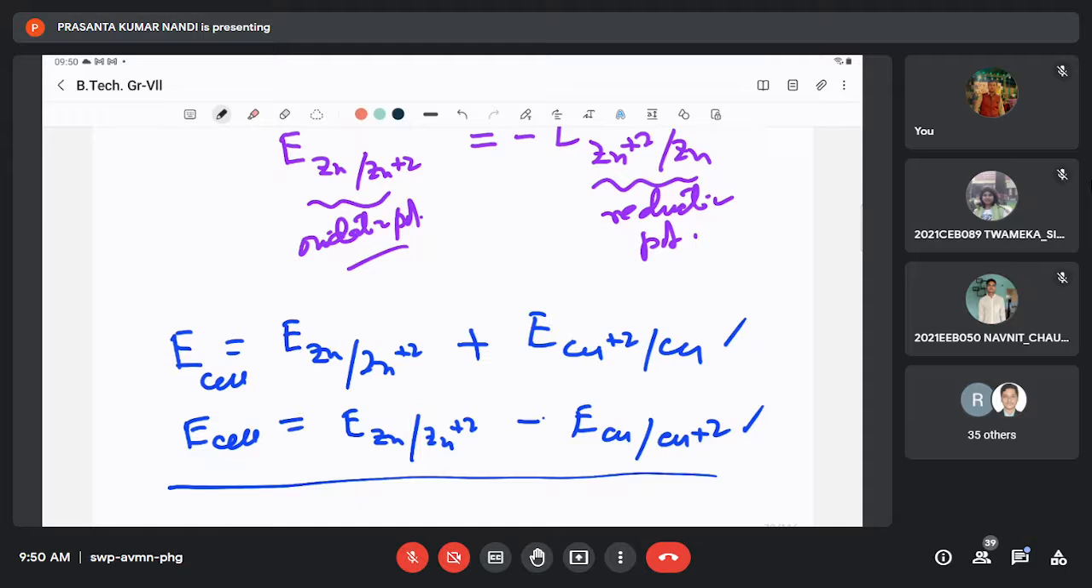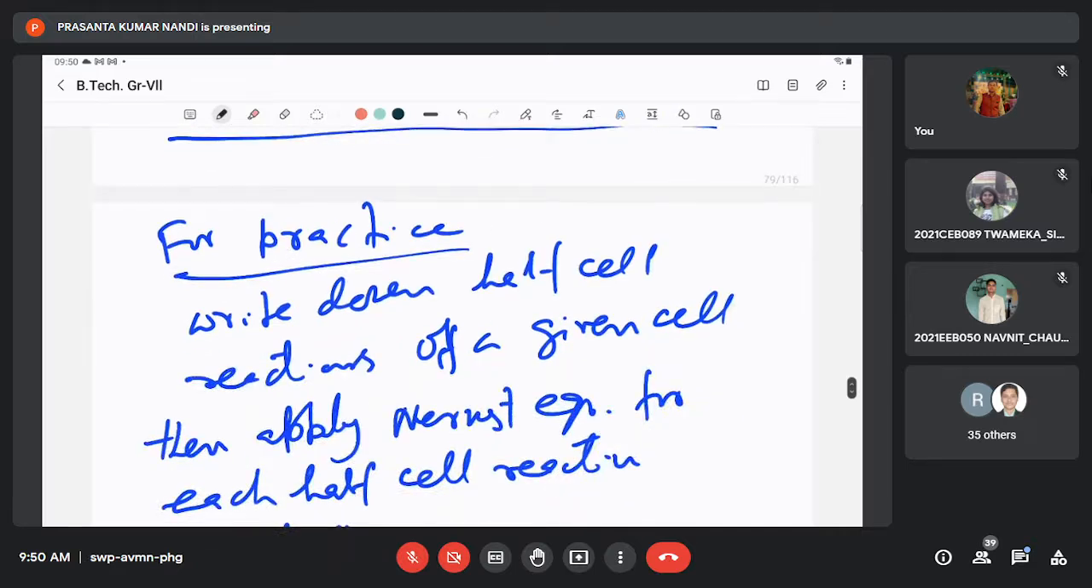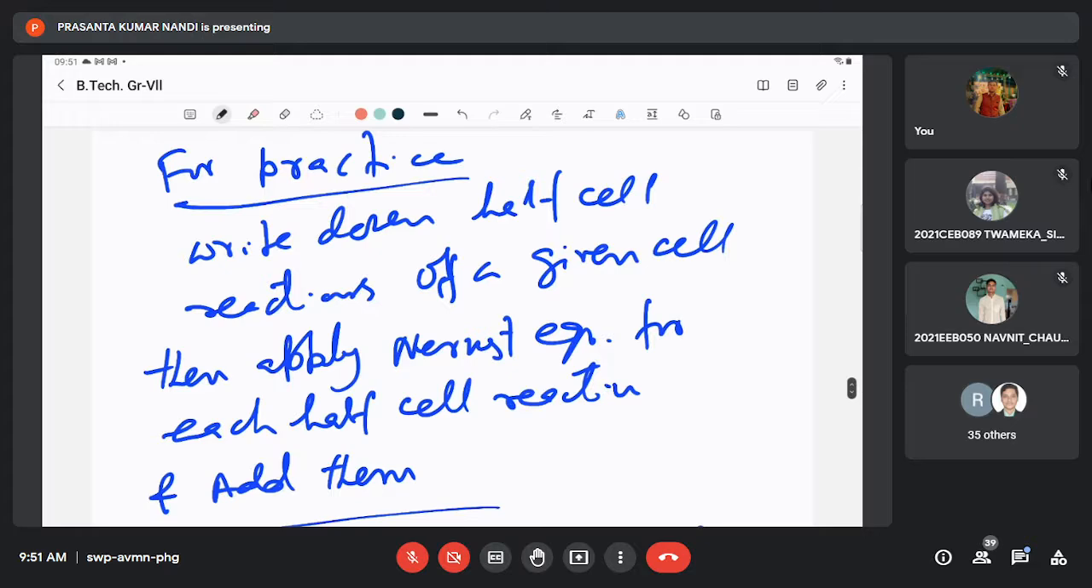But a general cell EMF can be represented as a sum of two half cell potentials, which are not standard, of course. Now, for practice, this sort of numerical problems you can expect in your final semester exam. So you have to practice how to write down the half cell reactions of a given cell, and then how you can apply the Nernst equation for each half cell reaction.